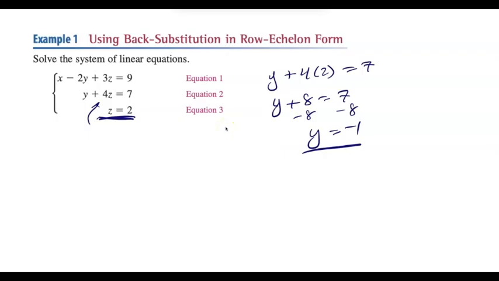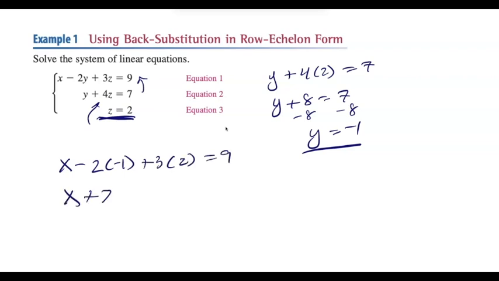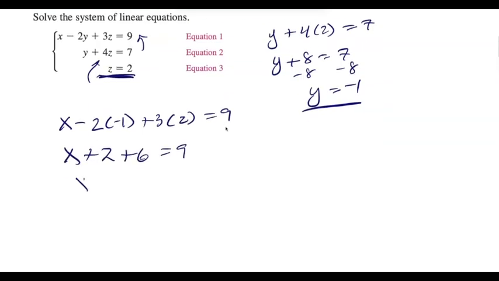Now we have z and y. Now all we're going to do is plug all those into the top one. X minus 2y, which we know is negative 1, plus 3 times z, which we know is 2, equals 9. So simplify first. X plus 2 plus 6 equals 9. That's x plus 8 equals 9, minus 8 minus 8, x equals 1. Those are our answers. We have x equals 1, y equals negative 1, and z equals 2.